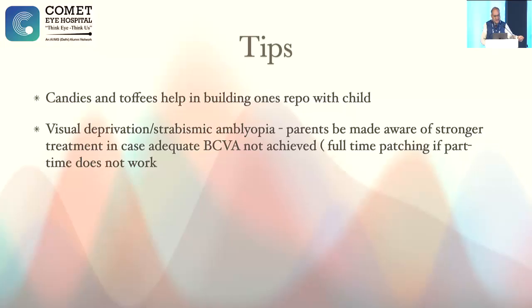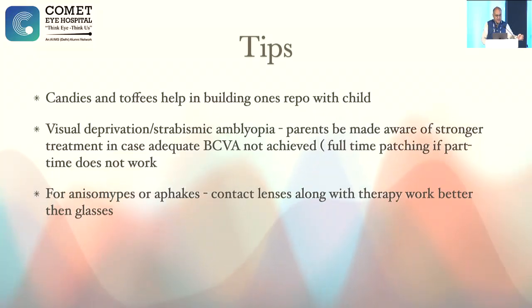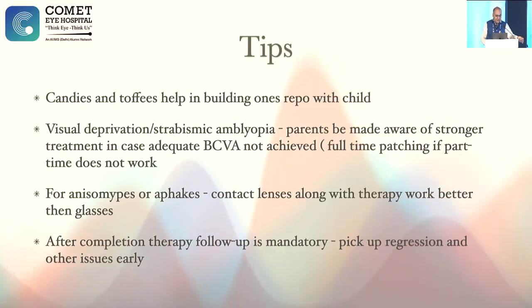In visual deprivation and strabismic amblyopias, you have to make them aware that sometimes a full-time patching may be required if the part-time patching is not working for the child, and the parents and the child should be ready for it. For anisometropes and aphakics, contact lenses along with the therapy work better if the glasses are not working for these patients. After completion of therapy, the follow-up is very important because sometimes the child does regress, and it is very important to pick up regression early and reinstitute the therapy early.